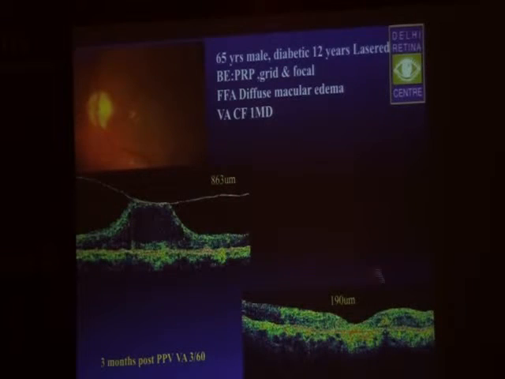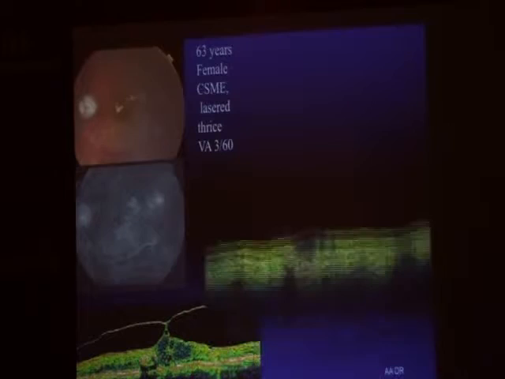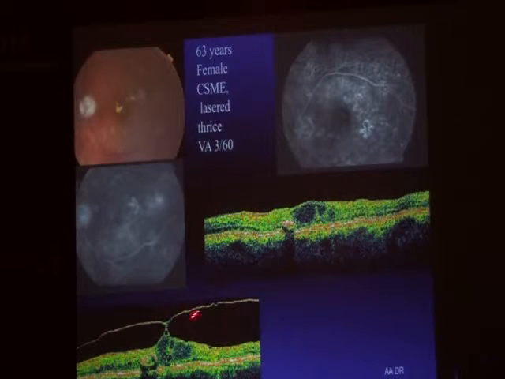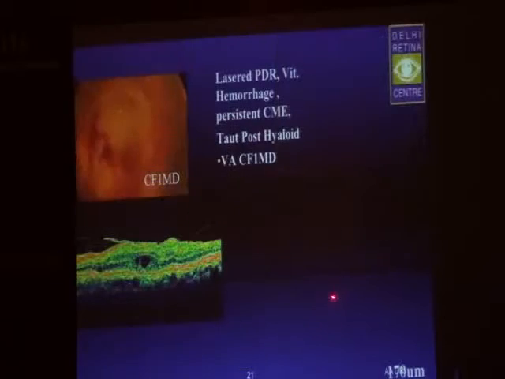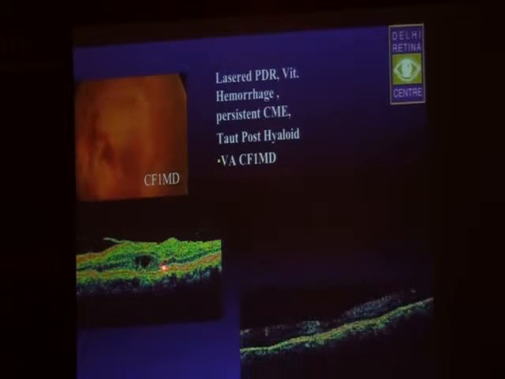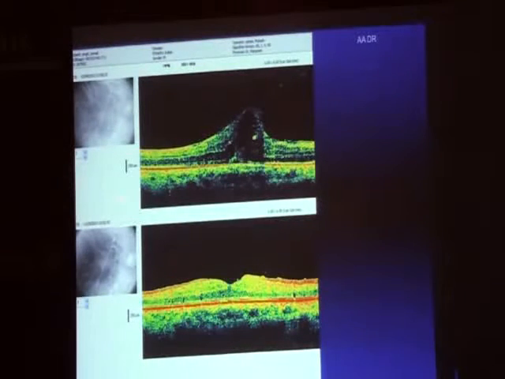So these are just some clinical examples of vitreomacular traction being released. You can see here. This is a patient operated on.